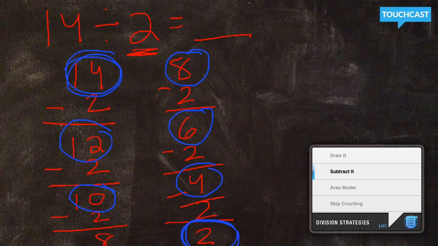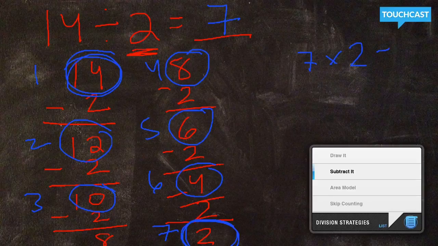And we're going to count how many times we did that. 1, 2, 3, 4, 5, 6, 7. So that means the final quotient is 14 divided by 2 is 7. And then remember, the way that we can check that is checking 7 times 2, because that should equal what number? If you said 14, give yourself a pat on the back.